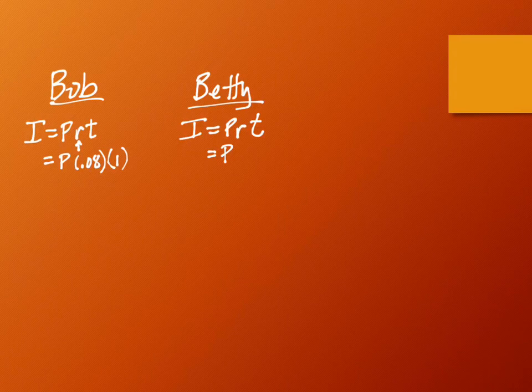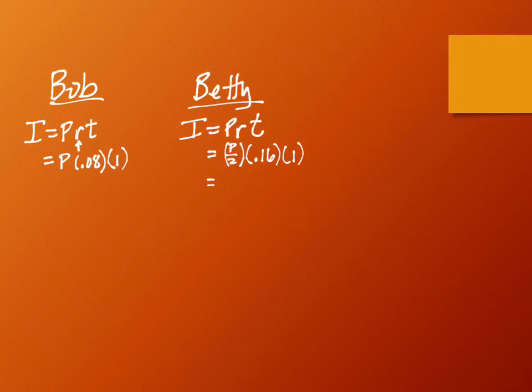But it does say for his sister Betty, he gave her half as much, let me slow down, half as much money. So if he gave Bob P money, he would give 1/2 P or P over 2, either way, to Betty, right? He gave her half as much money. But apparently Betty is not very trustworthy because he doubled her interest rate. So if Bob's interest rate is 8%, what's Betty's interest rate? 16%, which is 0.16, right? And the time is still for 1 year.